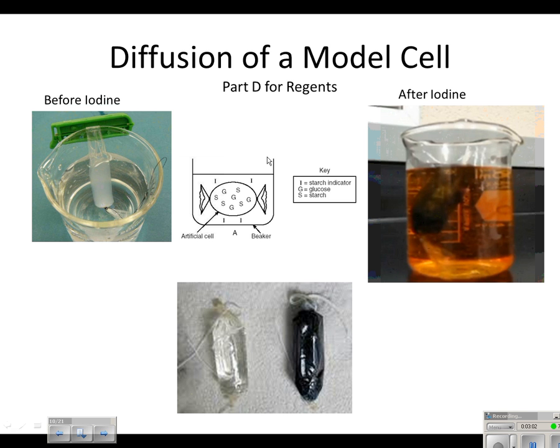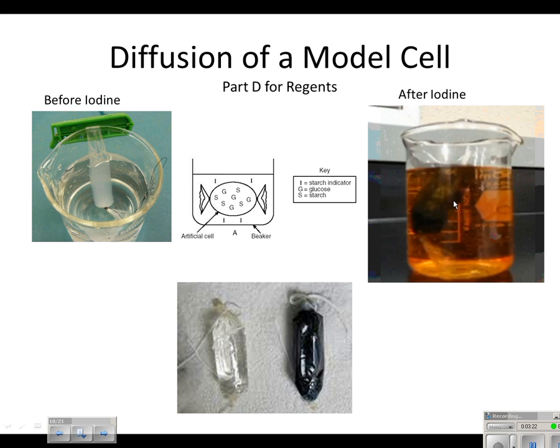Well, if we look at the model, we had starch and sugar in this cell, and then we added iodine. So that's what this diagram represents. It shows you starch and glucose and then iodine outside in the water. Well, iodine is this amber color. Remember, it's an indicator for starch. So in the presence of starch, iodine is going to turn a blue-black color.